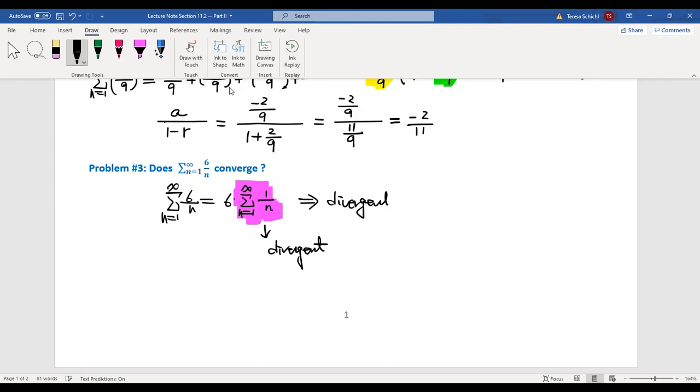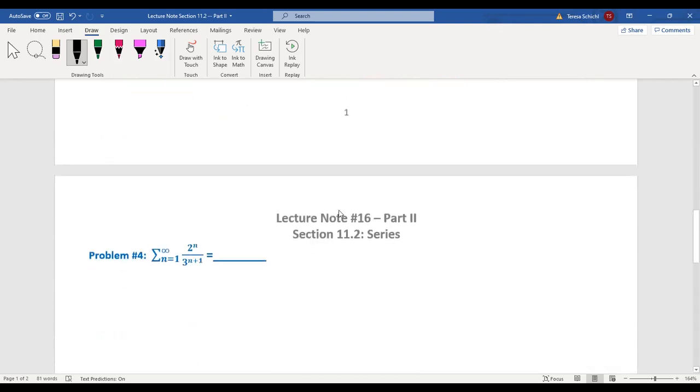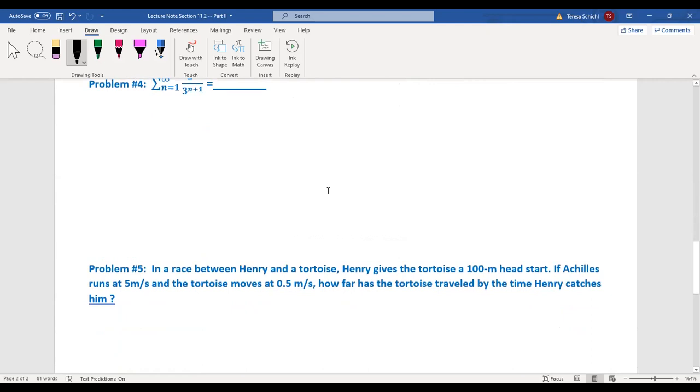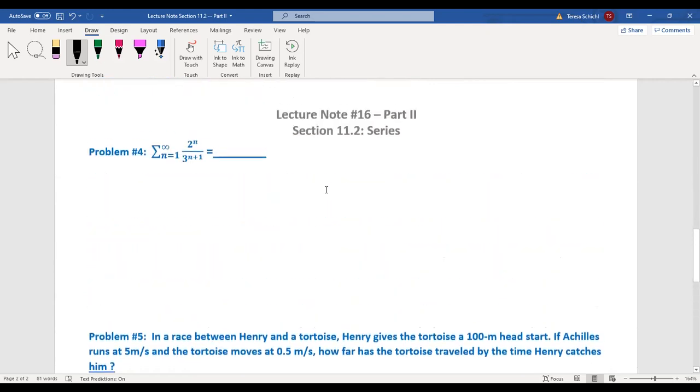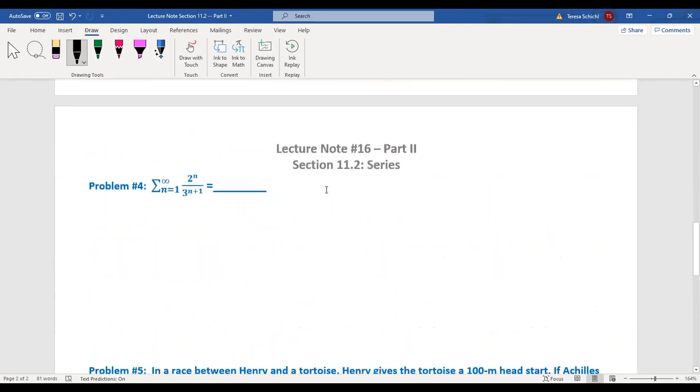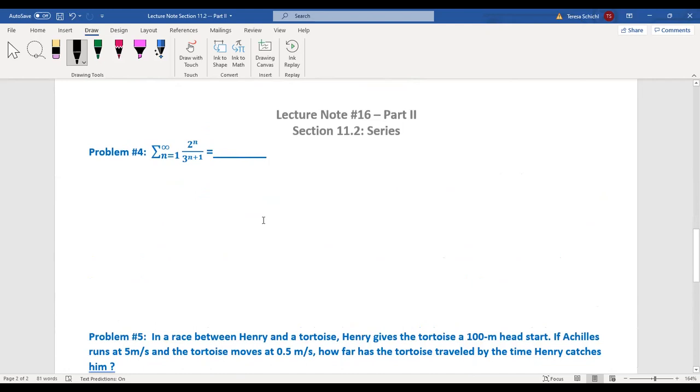So it still is a divergence, right? So it's a no. Okay, so now let's take a look at another problem here. In this one, we have 2n over 3n plus 1. Like always, if you can write down a few terms, maybe that will be helpful.